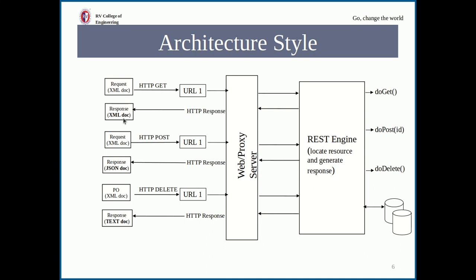Now you can see there is an XML doc given as a request, so the response is an XML doc only. The web server takes care of taking a request which is a post, and when it gives back a response, the REST engine checks, and the response can be changed to JSON. So if it is an XML doc with a post, you can have a response in JSON. Next, with HTTP delete, you have a text document as a response. So this is the architecture style. You can have XML or JSON format as response, here JSON or XML format, and here also JSON or XML format, as the REST application runs. This is the architecture style of REST.